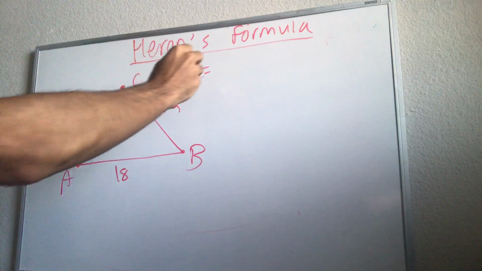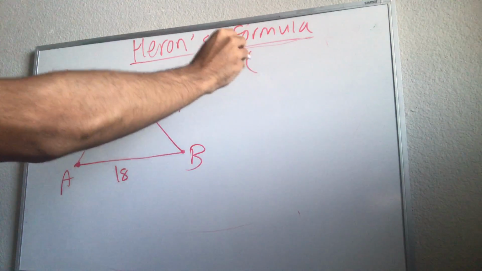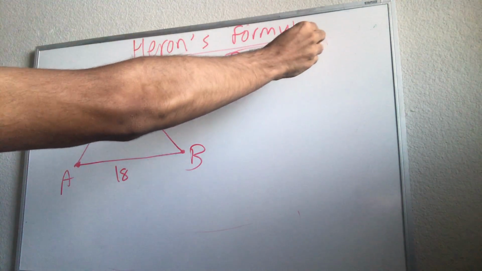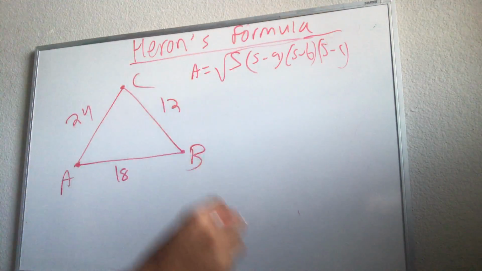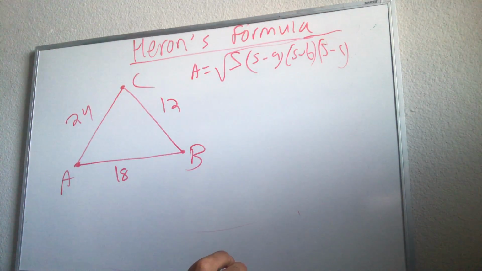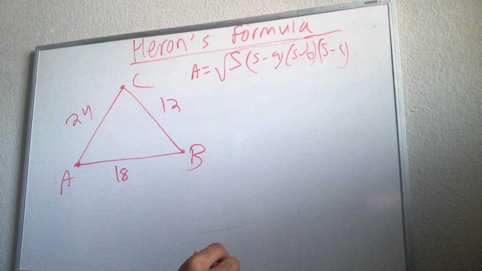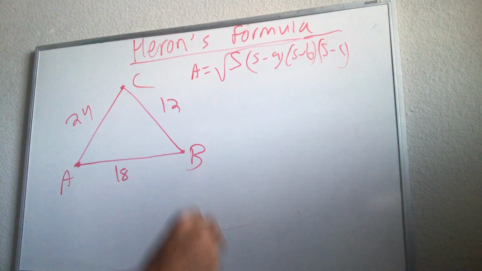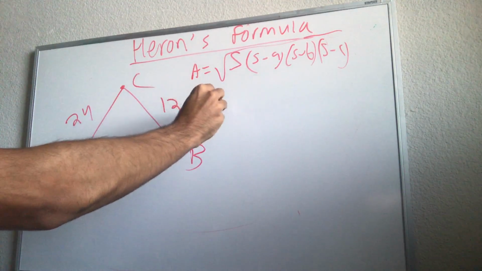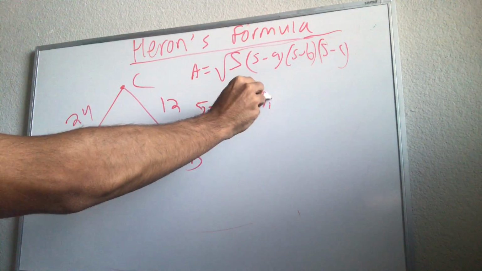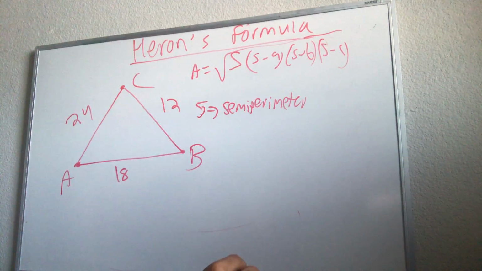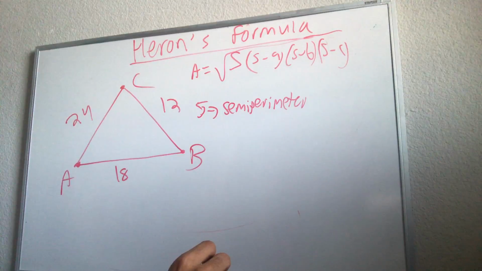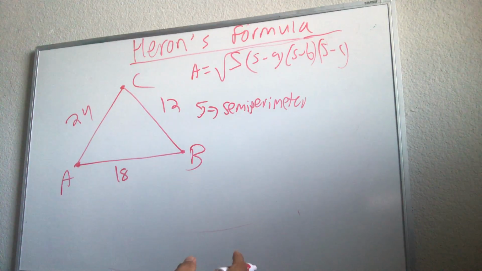So A is equal to the square root of S times S minus A times S minus B times S minus C. So that's the formula. It's A is equal to S times S minus A times S minus B times S minus C, and the entire value's square root, where S is the semi-perimeter of the triangle, and obviously A, B, C are the lengths of your triangle. So that's the way to compute the area of a triangle that is scalene.